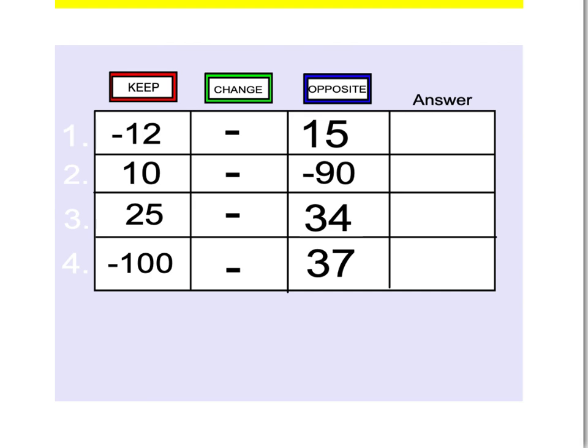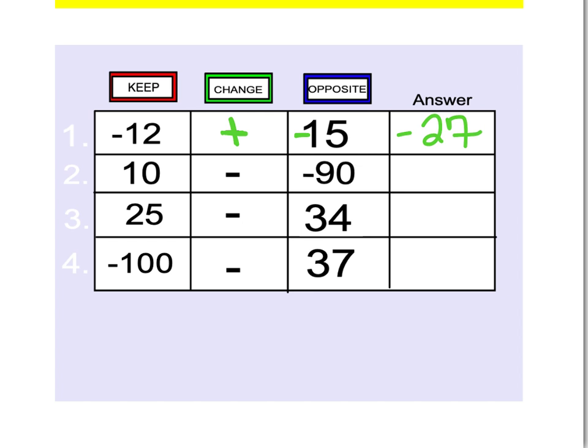Let's use the idea of keep, change, opposite in order to change all these subtraction problems into addition problems. Again, remember to always keep the first number the same. You will change the subtraction sign into addition. And then you will make the second number the opposite sign. So this was a positive 15 and now it'll be a negative 15. You're back to the addition rules that you learned in the previous video. You have the same signs, so now you'll add. And you'll get a negative 27.